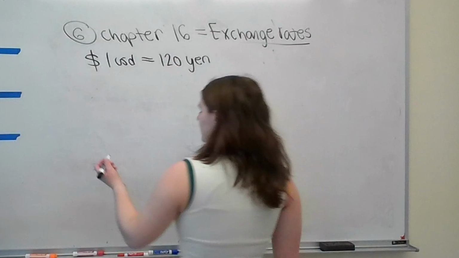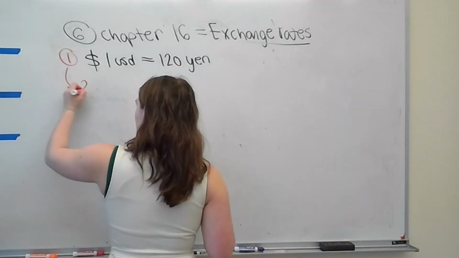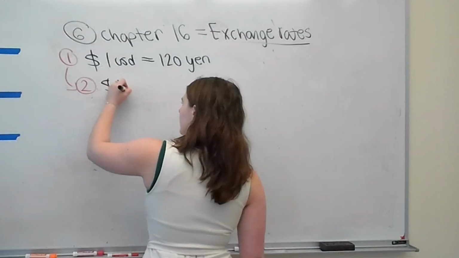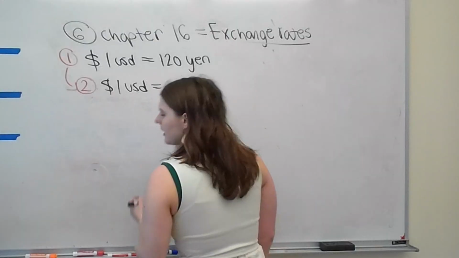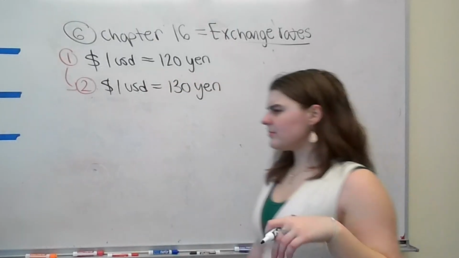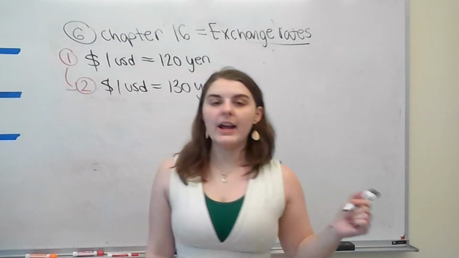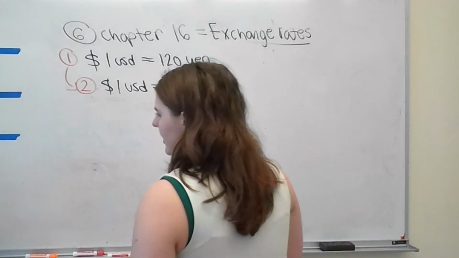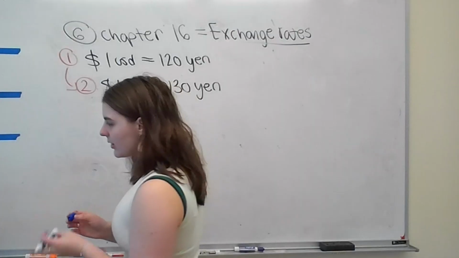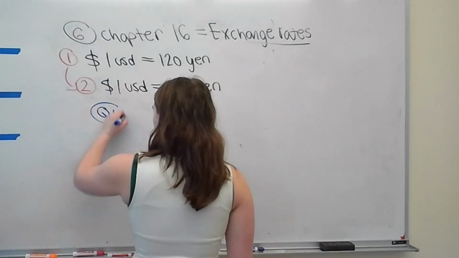Later, something happens. So we start first here, and we move to here. Later, something happens, and 1 USD ends up being equal to 130 yen. What we first need to figure out, and the first question asks us, is did the US dollar appreciate or depreciate? So does it gain value or lose value relative to the yen? So Q1 asks us that.